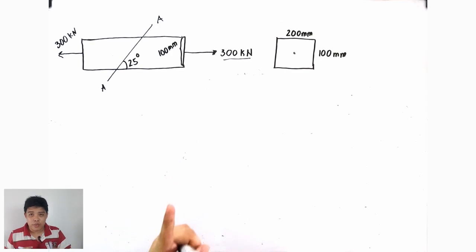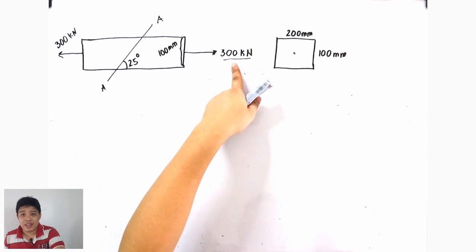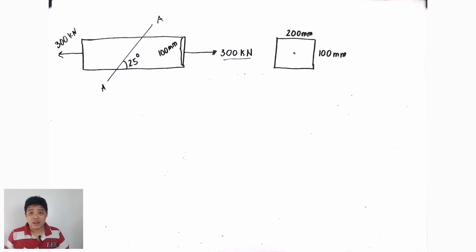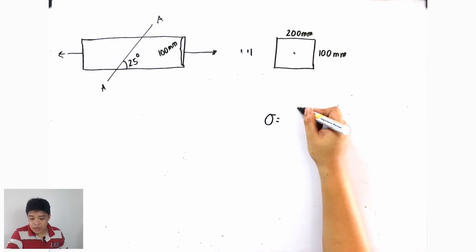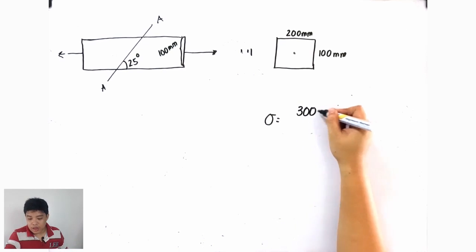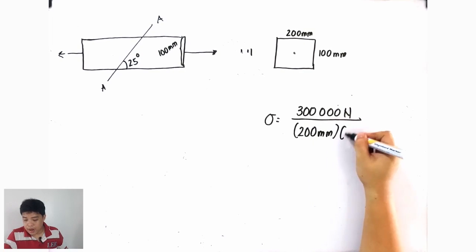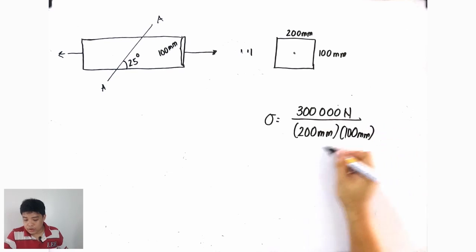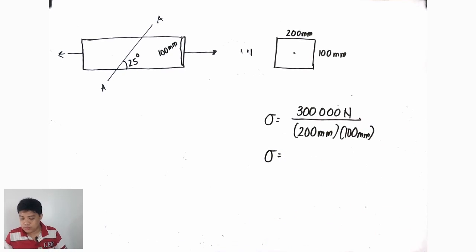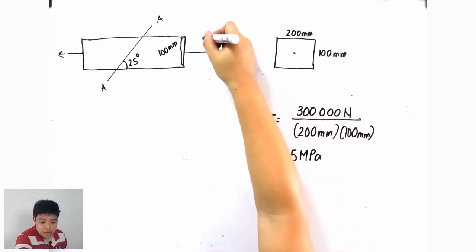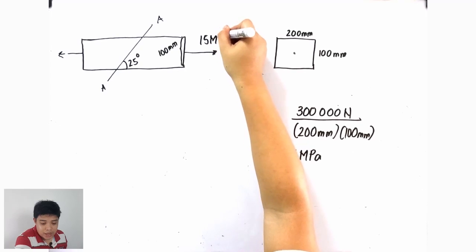The first thing that you're going to do if you want to use the Mohr circle is to determine the stress that this 300 kilonewton is producing on this area of 200 mm by 100 mm. So to produce the stress, that is simply force over area. So that's 300,000 Newton over 200 millimeter by 100 mm. Therefore, this one will give us a value equal to 15 megapascal. You have a tensile stress, which is equivalent to 15 megapascal.